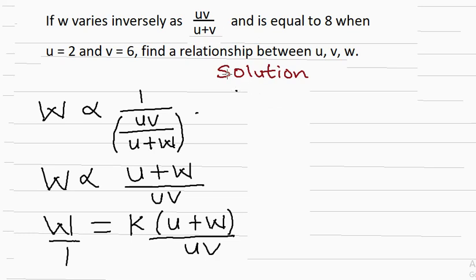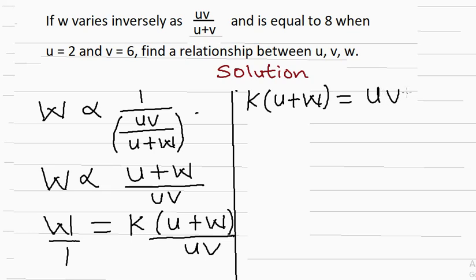If I cross multiply, I'm going to have K into U plus W, multiplied by 1, will still give me K into U plus W. Then, of course, W multiplied by UV, that's going to give me UVW. So that way I can get my K. My K is equal to UVW, of course, divided by U plus W.